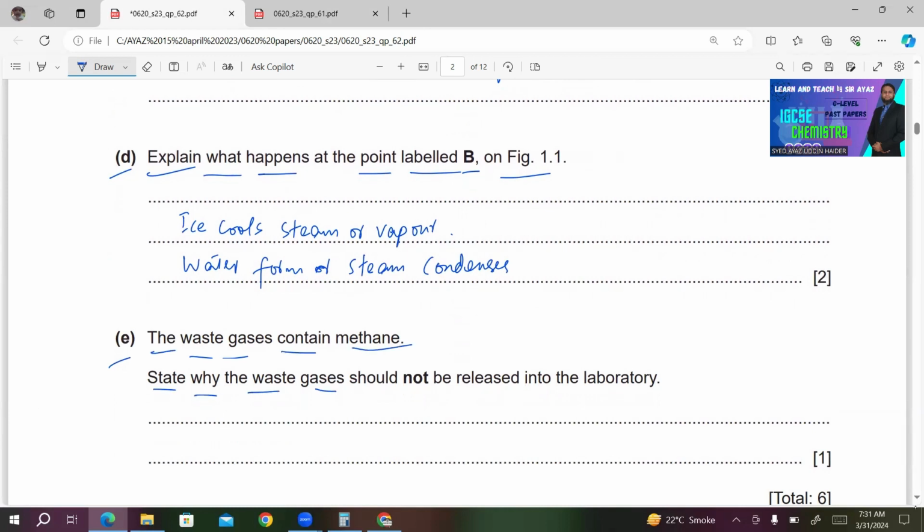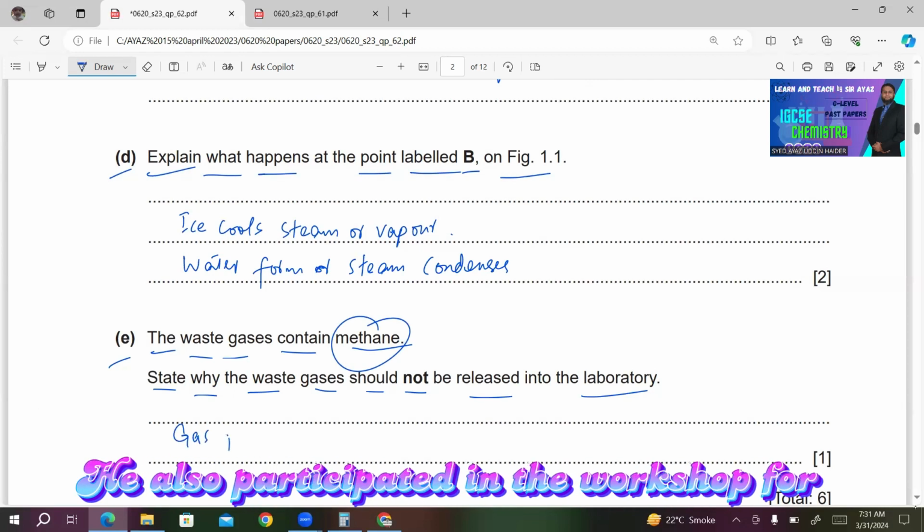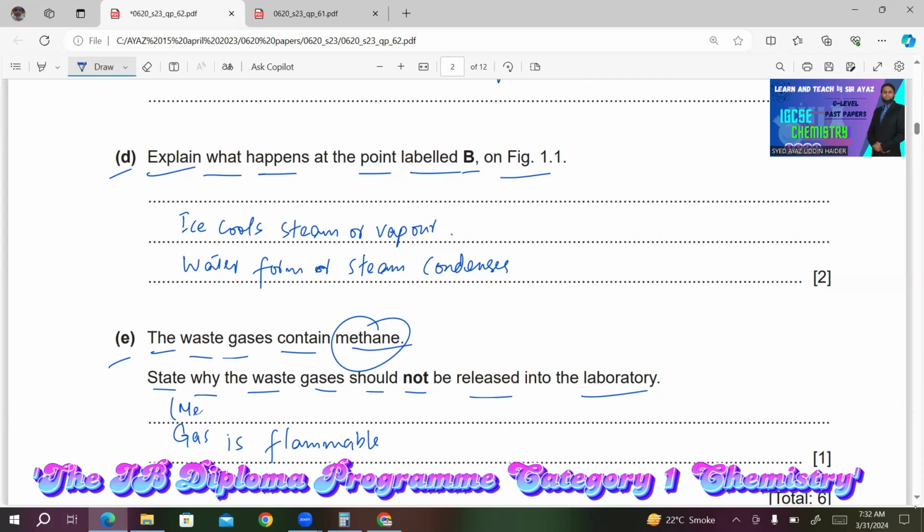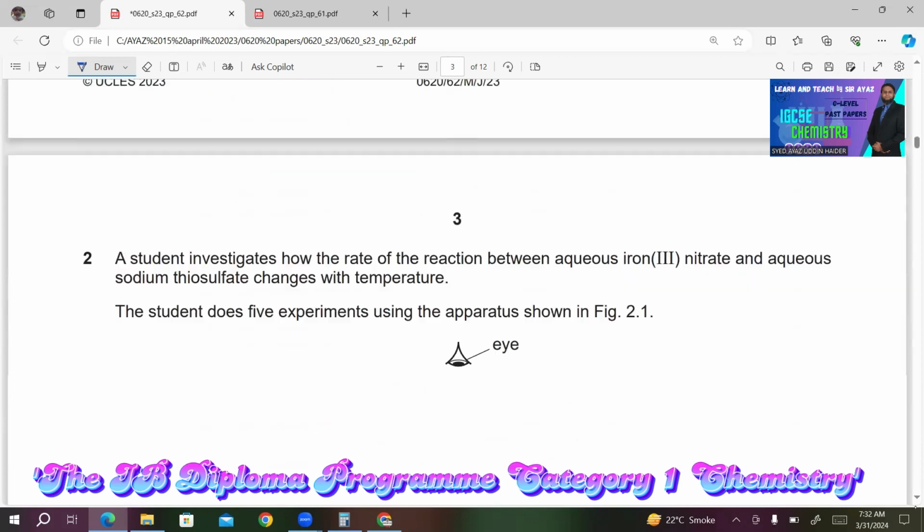E, the waste gases contain methane. State why the waste gases should not be released into the laboratory. Gas is flammable because one of the gases is methane. Gas is flammable. It's better to mention the name of the gas here, methane. Moving to next question.